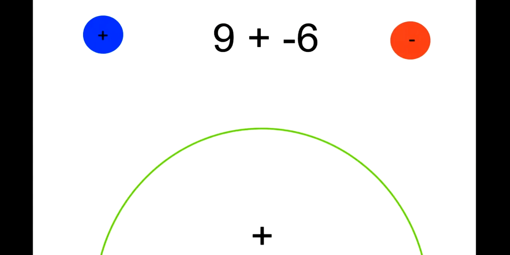9 plus negative 6. We're going to ask the questions without drawing a diagram this time. So if I have a positive 9 on the left and a negative 6 on the right, so there are 9 positives and 6 negatives. So we have to ask ourselves, who's going to win? Who has more people on their team? Are there more positives on their team, or are there more negatives on the negative team?